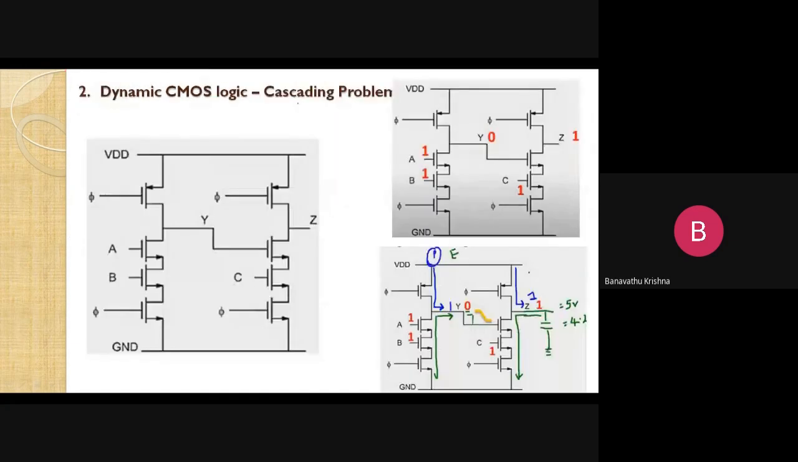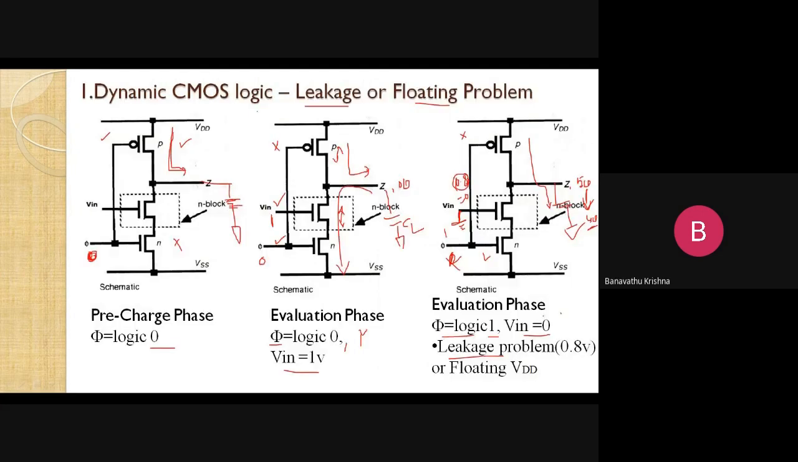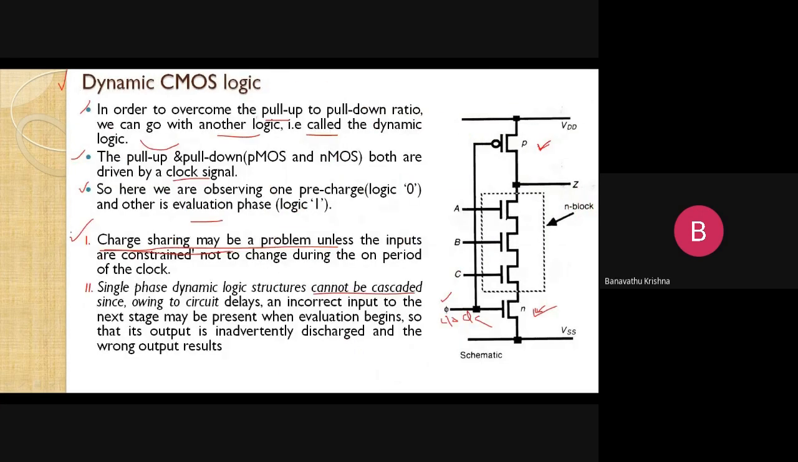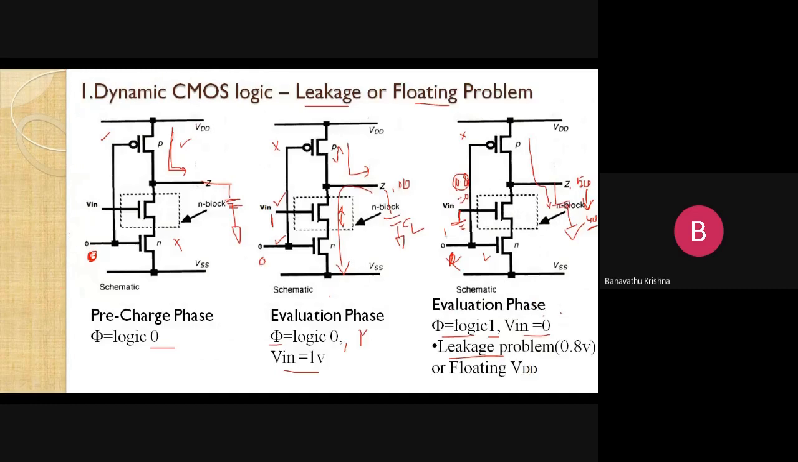Next is the cascading problem. The next problem of dynamic CMOS logic, the charge sharing problem, I already told you in a previous class, and that is over. The next one is the cascading problem. When we connect stages in cascade, what will happen? Based on that concept, it is said that it cannot be cascaded, right?